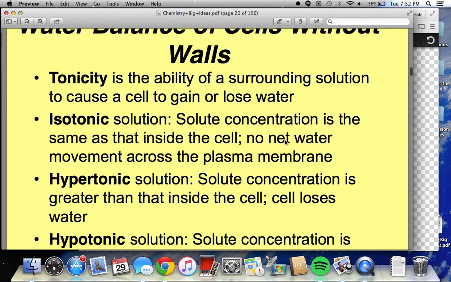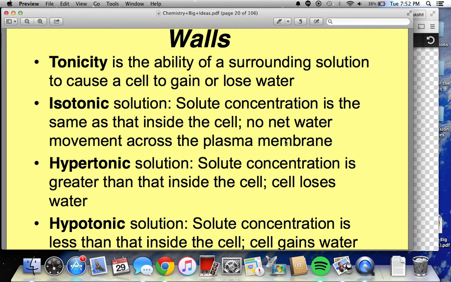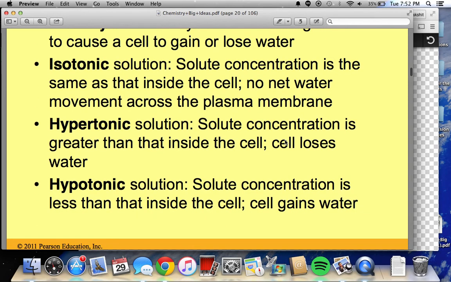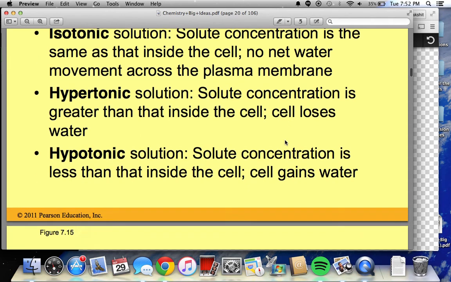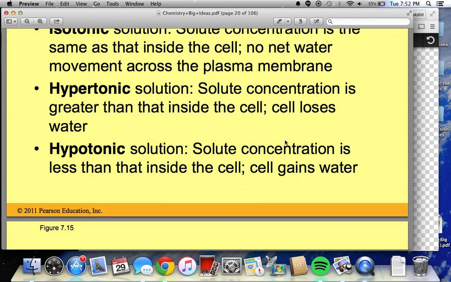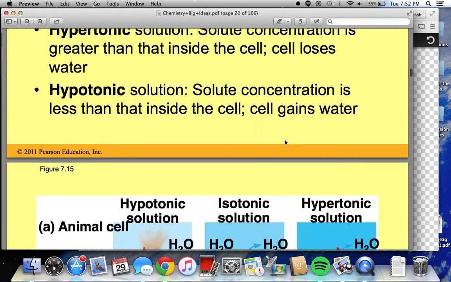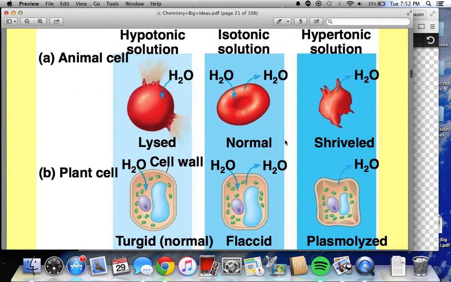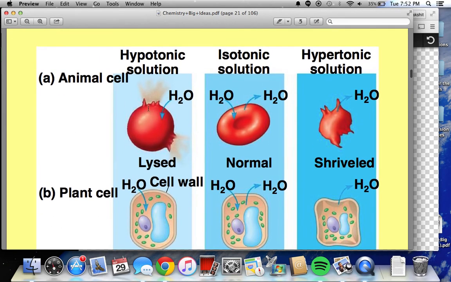Okay, tonicity is the ability of a surrounding solution to cause the cell to gain or lose water. In an isotonic solution, the concentration inside the cell and outside the cell is the same, so there's no net movement of water. In a hypertonic solution, the solute concentration is greater outside the cell than inside the cell, so the cell loses water, and I'll go over that in just a second. And in a hypotonic solution, the solute concentration is less on the outside, so the cell gains water.